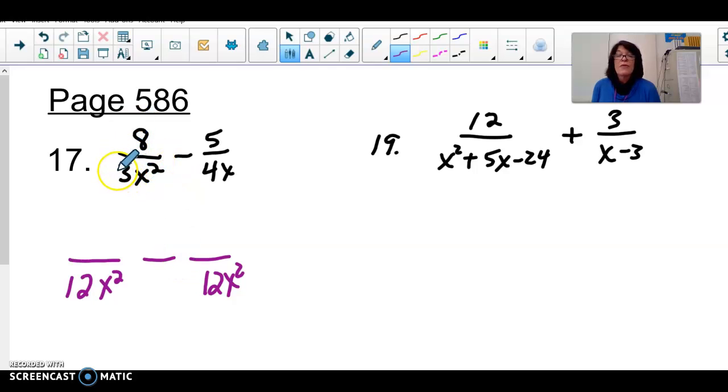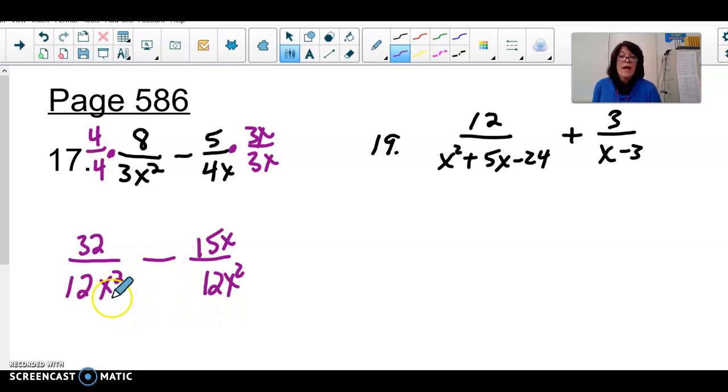In order to make 3x squared be 12x squared, I'm going to multiply by 4. Well, I can't just multiply the bottom by 4. I also have to multiply the top by 4. So this becomes 32 over 12x squared. In order for 4x to become 12x squared, I'm going to multiply by 3x. That will be 12x squared then. So I need to also multiply the top by 3x. 5 times 3x is 15x.